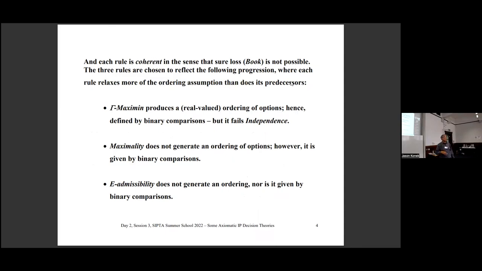It will allow the Ellsberg choices. Because if it didn't and it obeys ordering, it's almost expected utility. And no, expected utility doesn't allow Ellsberg choices.